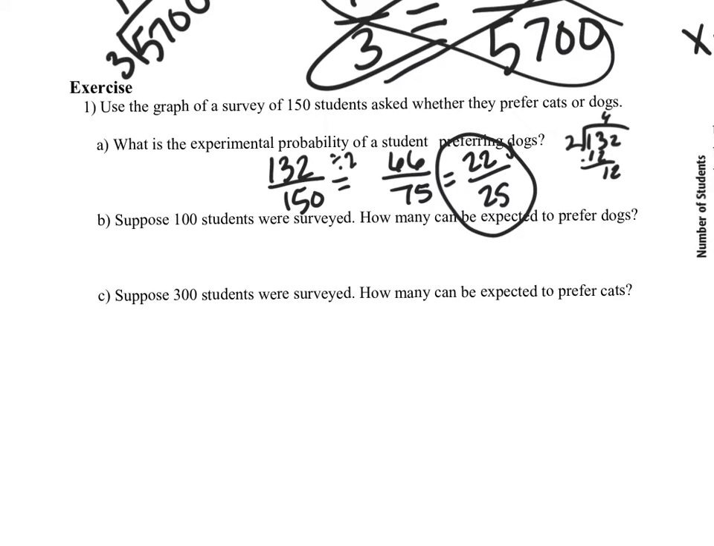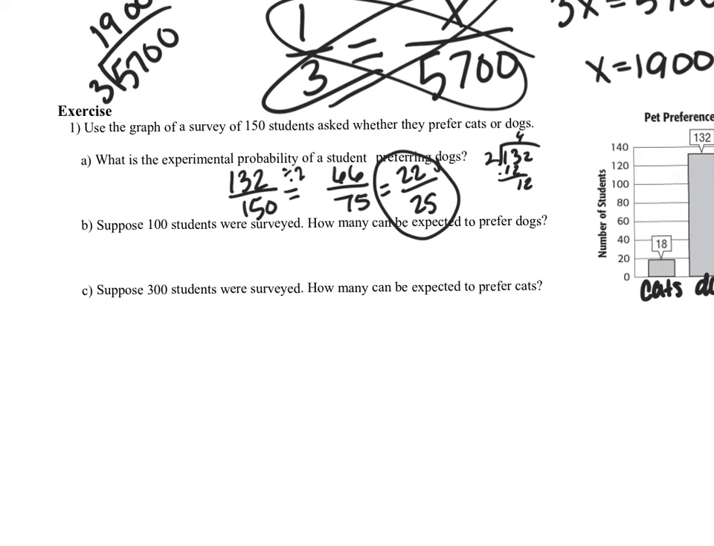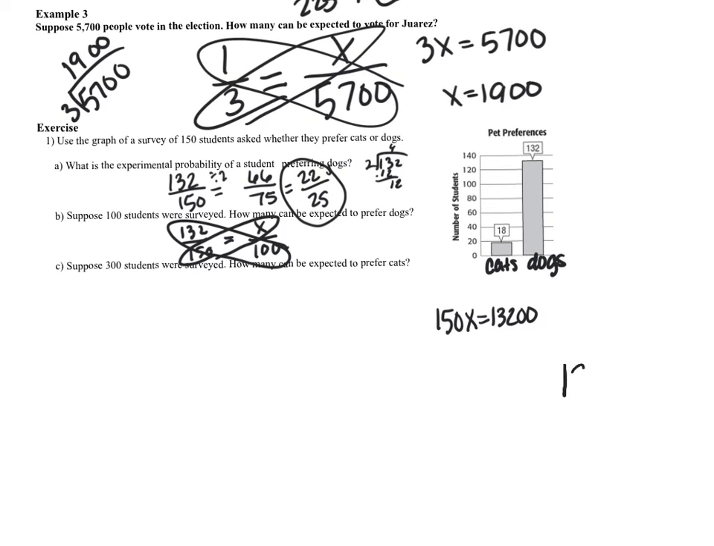Okay, now suppose 100 students were surveyed. How many can be expected to prefer dogs? Well, dogs were 132 out of 150. So what if we went down to 100? What would that scale down to? We would set that up as a proportion, and we would cross multiply and divide, and get our answer. So we would say 150x equals 13,200. And I'm going to divide 13,200 divided by 150.